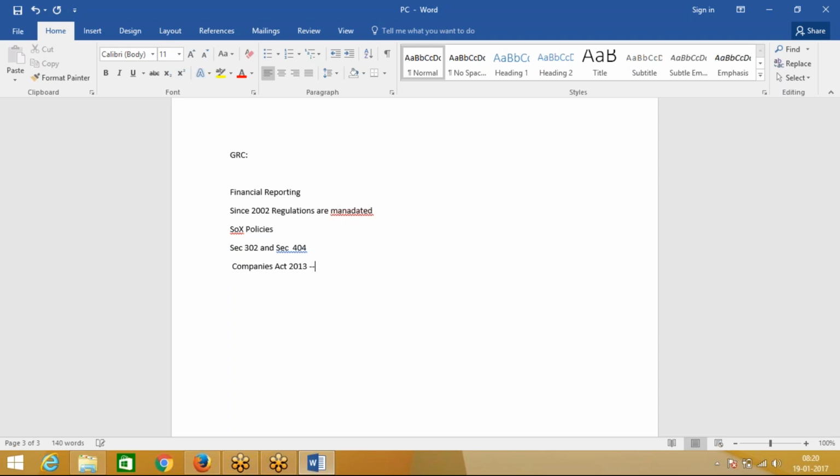Underneath that we have one more thing, clause 49. Apart from that, in Japan they follow the JSOX, and Canada follows the CSOX, Canadian SOX. European Union follows the data protection laws, and Australia follows the Australian-specific SOX. Like this, each country follows their own country-specific SOX policies.